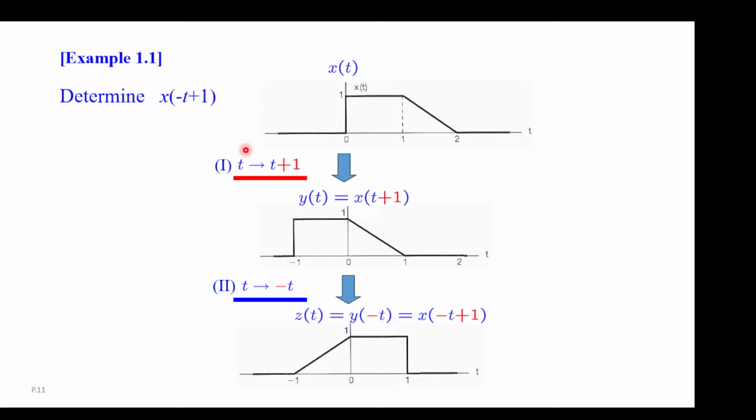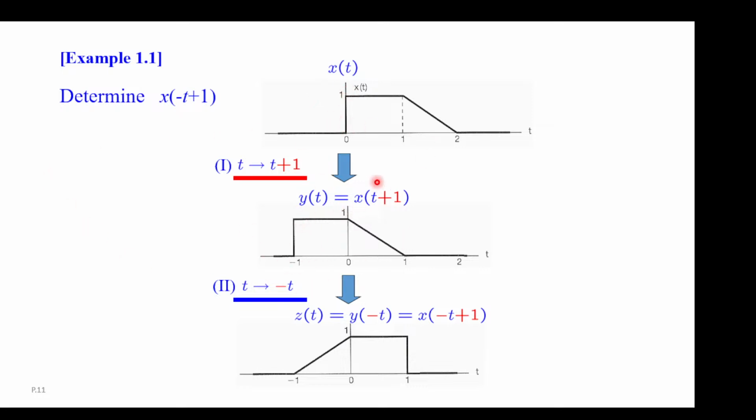We first change t to t plus 1. This is the advance of your signal. You shift your signal to the left. So x of t becomes y of t equal to x of t plus 1. So you shift the signal to the left by 1, and it becomes this thing. Everything shifts by 1 here.